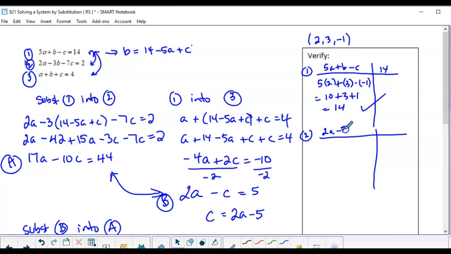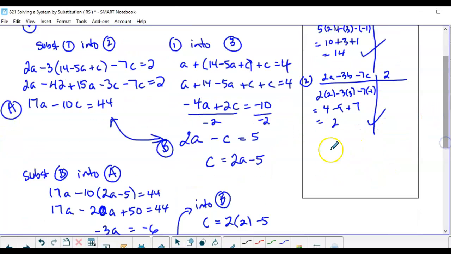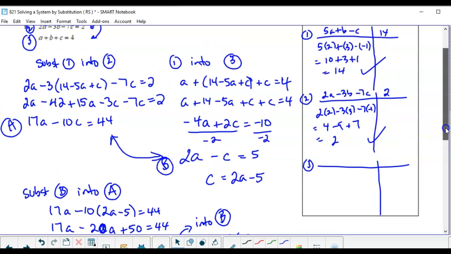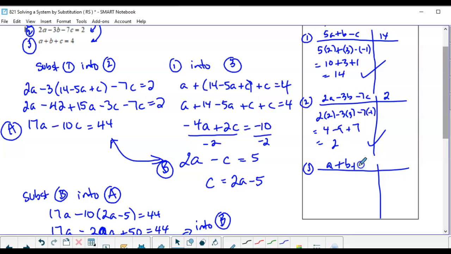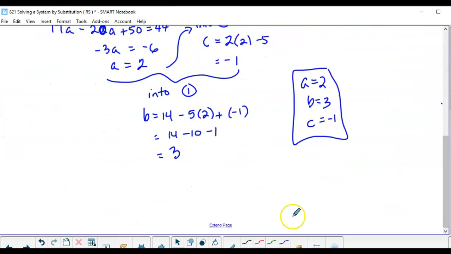Into the next one, that's 2a minus 3b minus 7c equals 2. So 2 times 2 minus 3 times 3 minus 7 times -1 is 2. And then the last one is a plus b plus c is 4. So that's 2 plus 3 plus -1 is 4. Okay, so it's verified. And we are done.